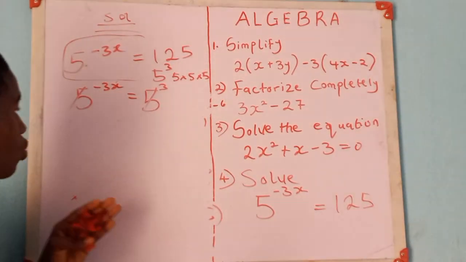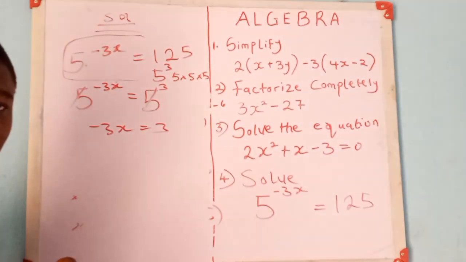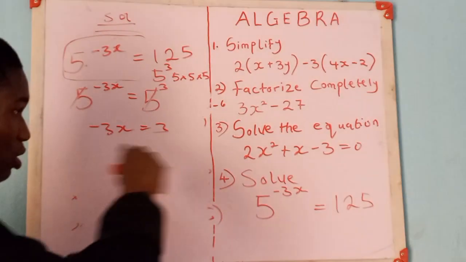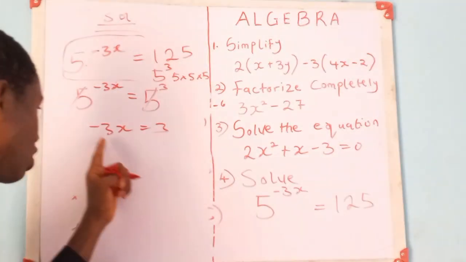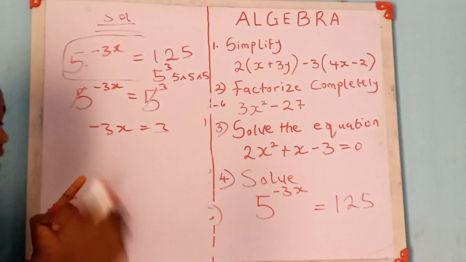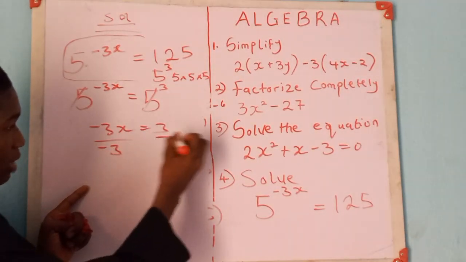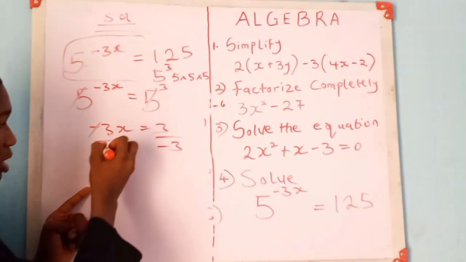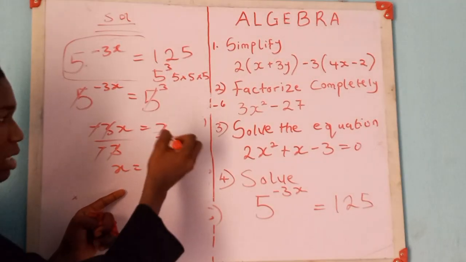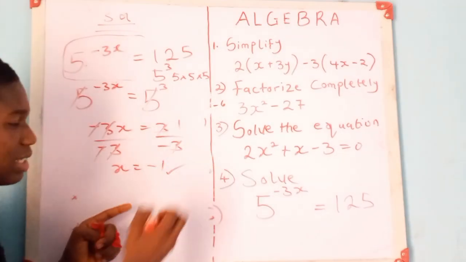Then what we are left with is my minus 3x is equal to 3. You bring it down like this. So now, since we are looking for the value of x, we are going to divide both sides by the coefficient of x, which is the number standing with the variable x. So we divide both sides by minus 3. Minus cancels minus, 3 cancels 3. My x is then equal to minus 1, as my final answer for the fourth question.